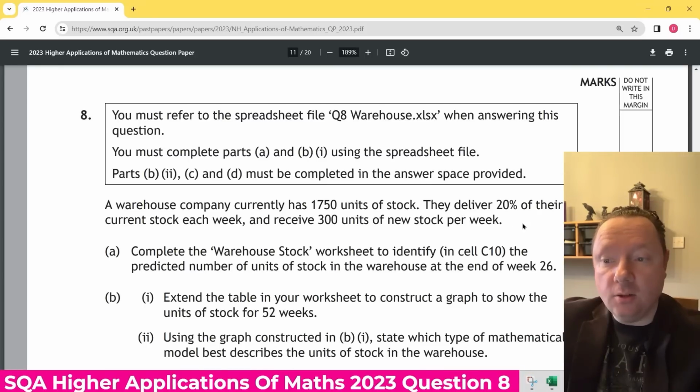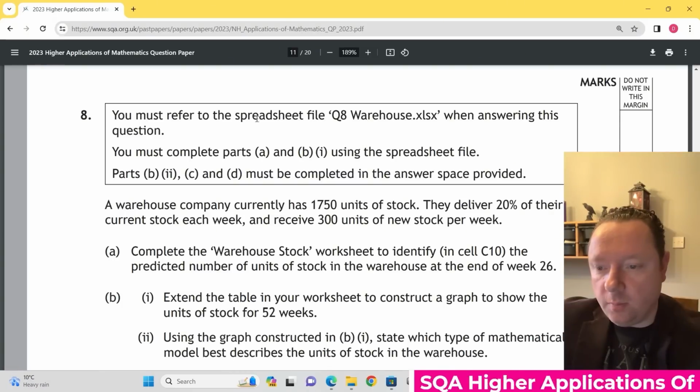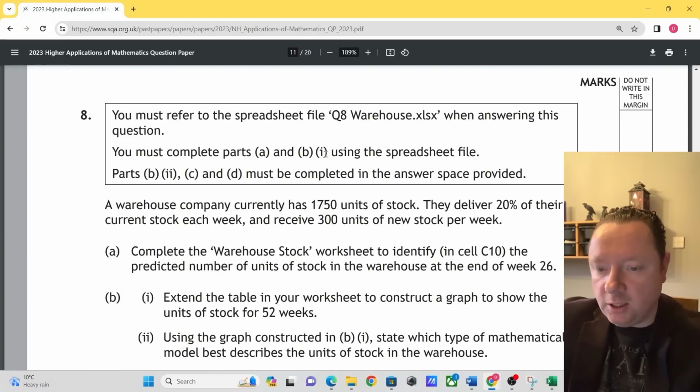SBI Applications of Maths 2023 question 8. You must refer to the spreadsheet file Q8 warehouse when answering this question. Complete parts A and B1 using the spreadsheet file. Parts B2, C and D must be completed in the answer space below. Okay, and I'll just put it on a file for us so we can see the answers.